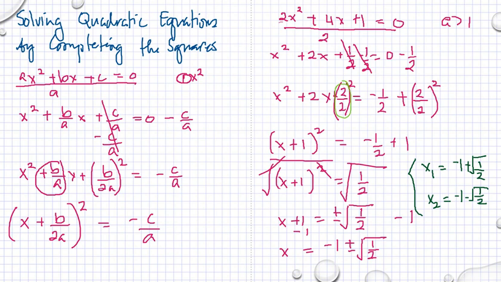Okay, I'm going to give more example. Here's another example. We have x squared plus 4x plus 1 is equal to 0.